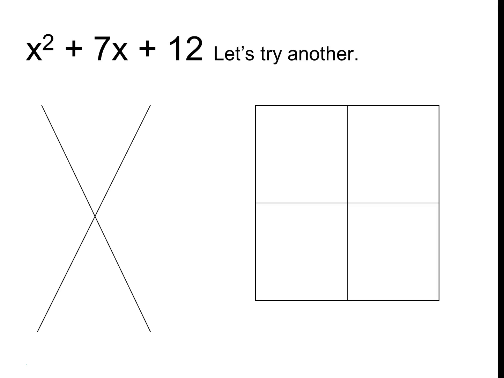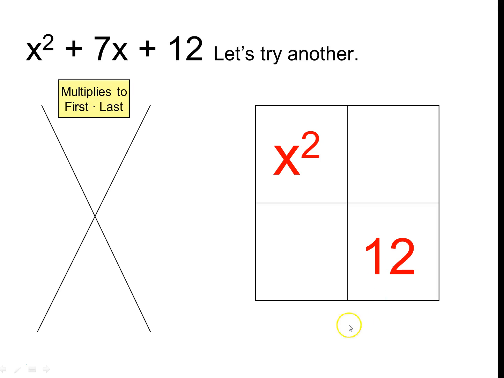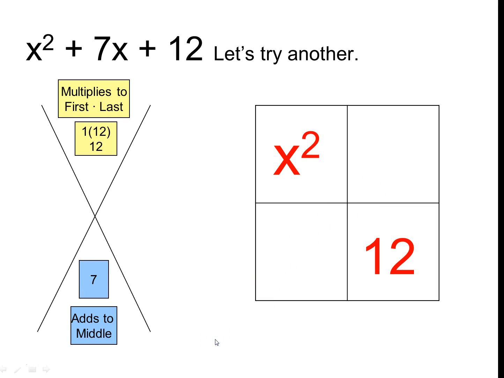All right, so let's see if we can do this again. All right, first things first, we know that's where they go, isn't it? x squared always ends up there, 12 always ends up down there. Now, we need to find two numbers that multiply to 12. So remember, there's a 1 right here in front of x squared, so 1 times 12 is 12. We need two numbers that multiply to 12. We need two numbers that add to 7.